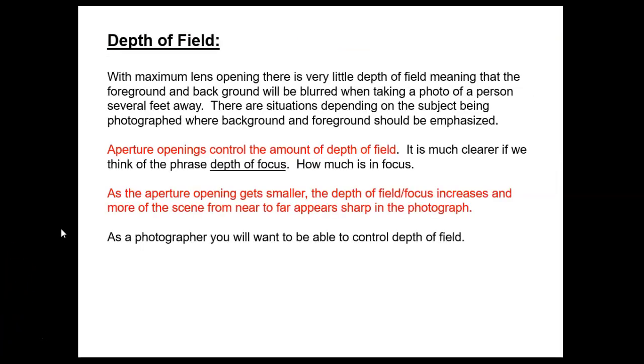The reason why you want to control your aperture, or at least be aware of what aperture setting you're shooting at, is that it controls something called depth of field. With a maximum lens opening, there is very little depth of field, meaning that the foreground and background will be blurred when taking a photo of a person several feet away. There are situations, depending on the subject being photographed, where the background and foreground should be emphasized. So the wider your aperture opening, it decreases the amount of depth of field. And you also want to maybe think of depth of field as depth of focus. How much is in focus? In particular, how much is in focus from foreground to background?